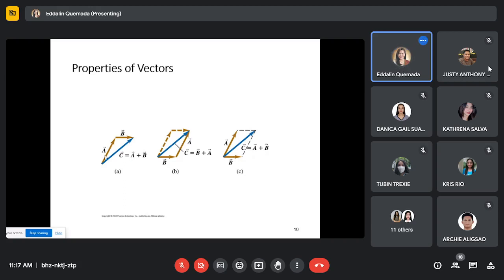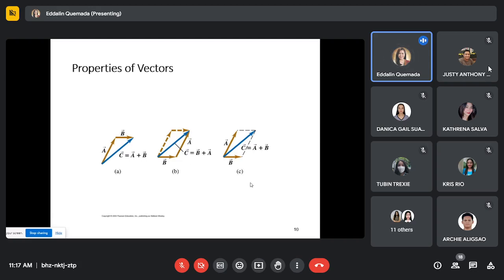But in the case of scenarios A and B, you are illustrating this by means of head to tail, and the longest leg of your triangle, that longest leg of our triangle, is our resultant vector. Now my question here is, the value of the resultants here in scenarios A, B, and C is the same, right?